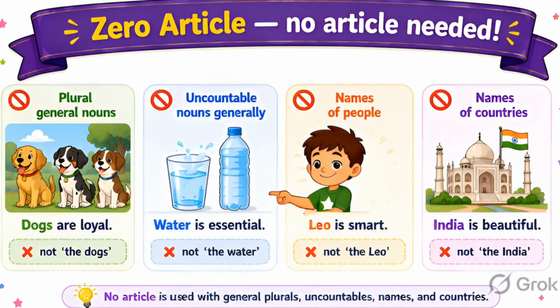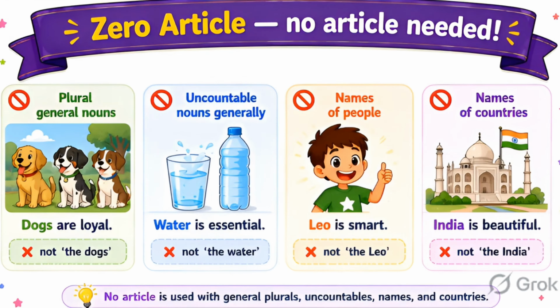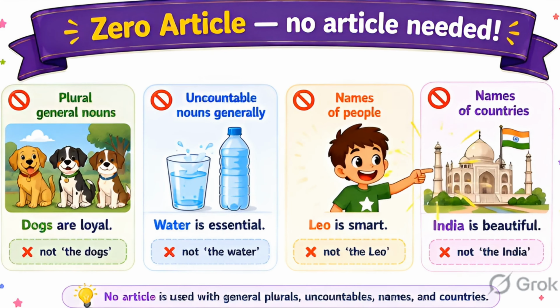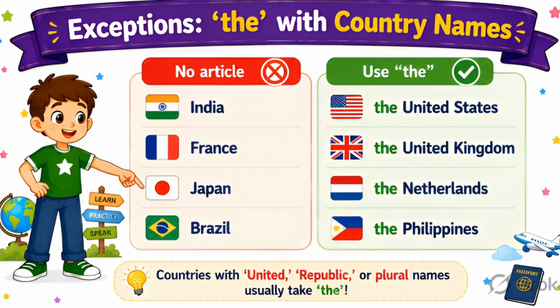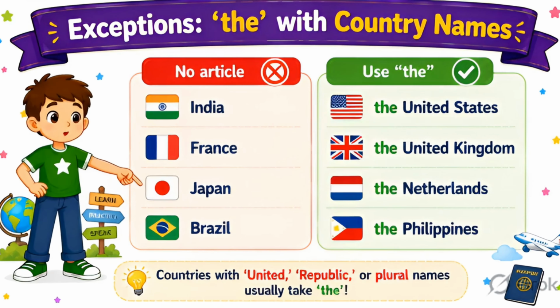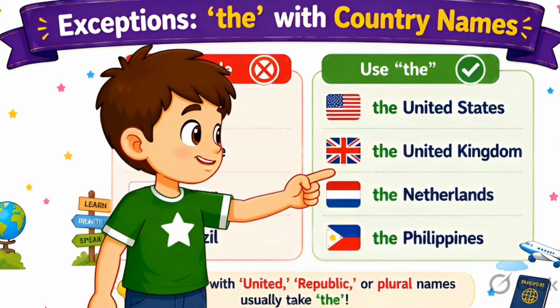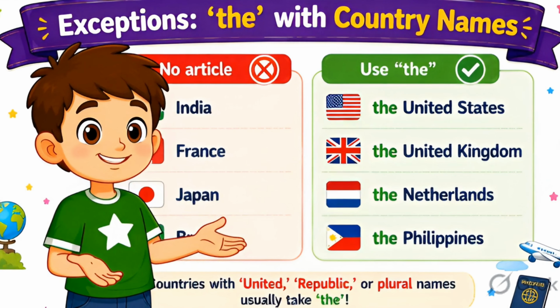Sometimes we use no article at all. With general plural nouns: dogs are loyal, not the dogs. With people's names and most country names, no article needed. This is called the zero article. Most country names need no article: India, France, Japan. But some countries always take the: the United States, the United Kingdom, the Netherlands, the Philippines. Why? They contain plural or descriptive words.